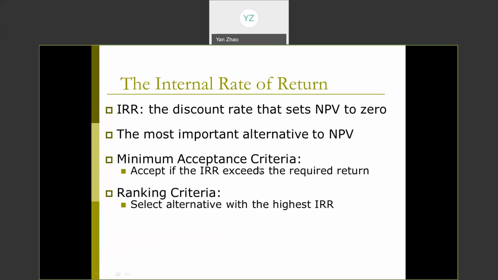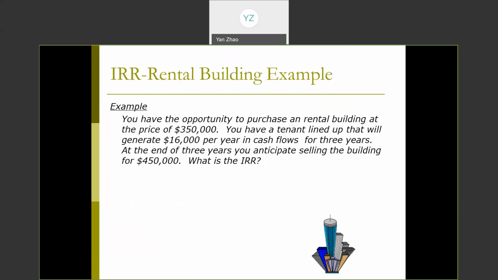The minimum acceptance criterion is to accept if the internal rate of return is higher than your required rate of return. Ranking criterion: if you have 100 projects with 100 internal rates of return, which one do you pick? You pick the highest one, just like the net present value. Okay, so now let's go back to our rental building example. See this picture? We are back to the first example. All the numbers are exactly the same, and let's calculate the internal rate of return for this example.